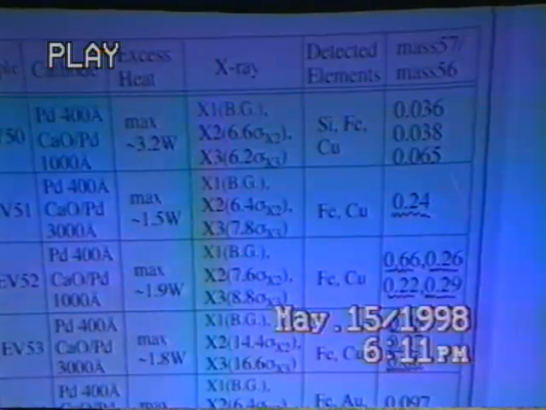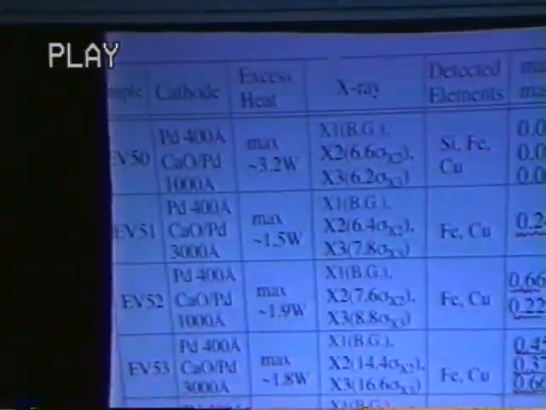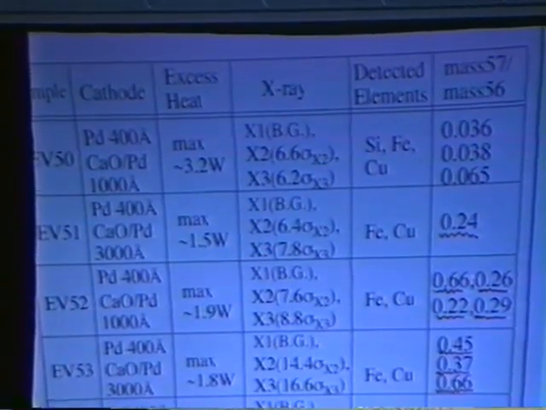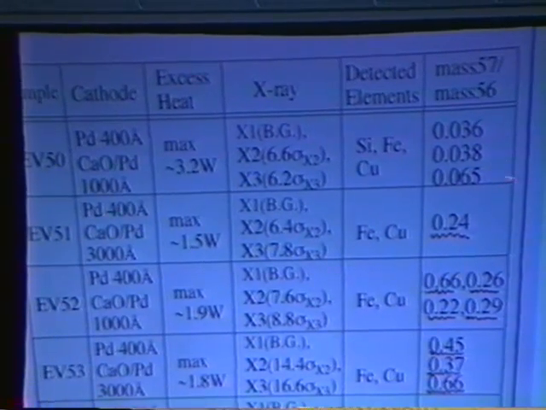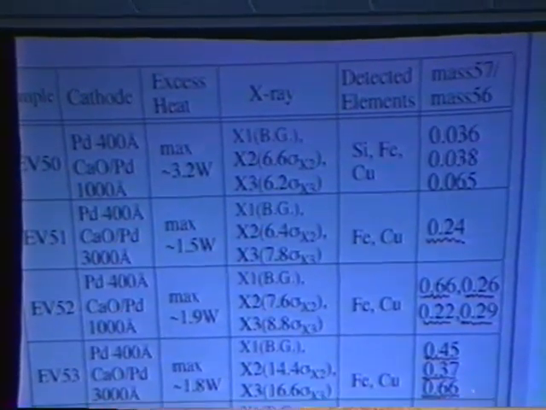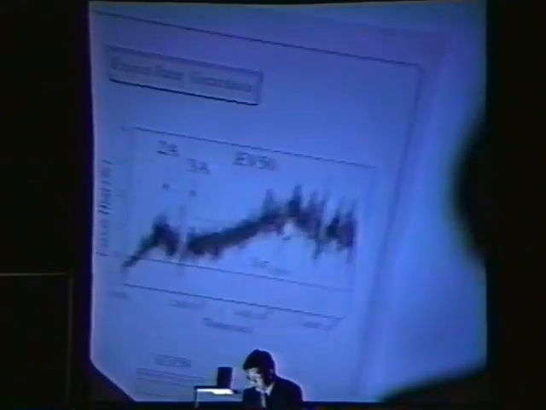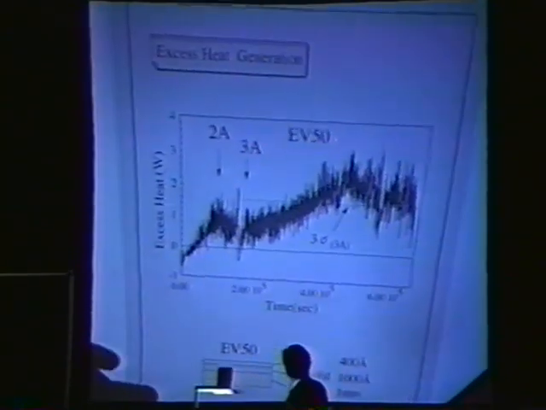Mass 56 are larger than standard material. And these values vary, ranging from 0.036 to 0.66. And this is an example of excess heat generation.